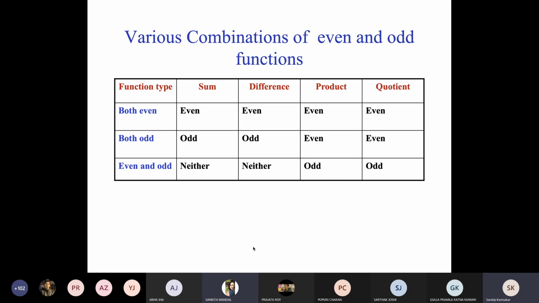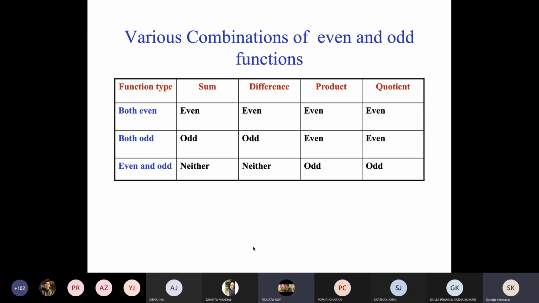If both are odd, then the sum will be? Odd. Difference will be? Odd. Product will be? Sir, even, because both of them are odd, so minus minus cancels. And quotient will be? Even, sir, because minus minus again cancels.